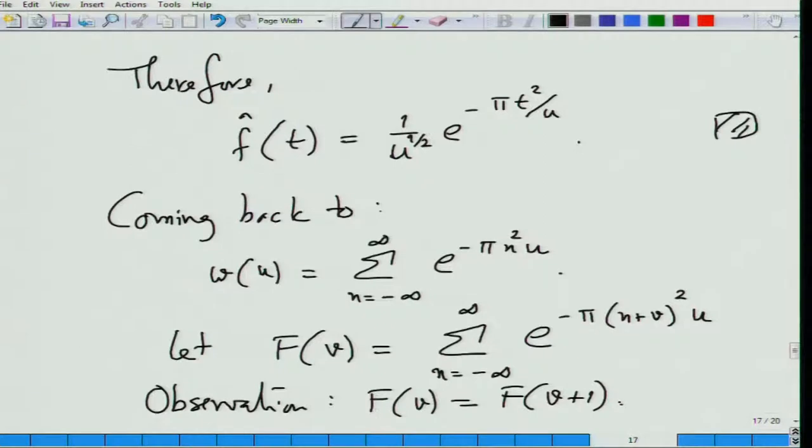F v is f v plus 1. Now, is this obvious? This is pretty obvious, right? Because replacing v by v plus 1, you will just get (n plus 1 plus v) whole square, n going from minus infinity to plus infinity. So, n plus 1 will also go from minus infinity to plus infinity. So, this is a periodic function with period 1.